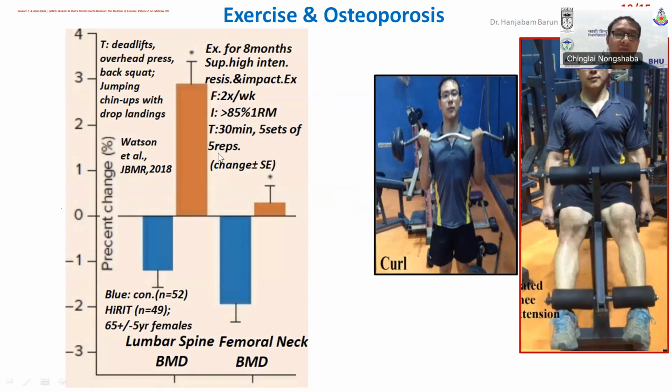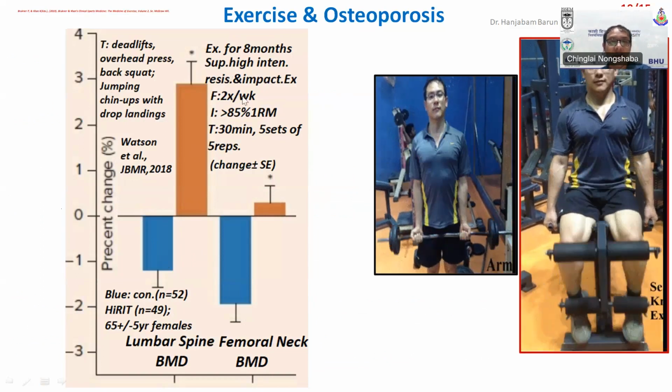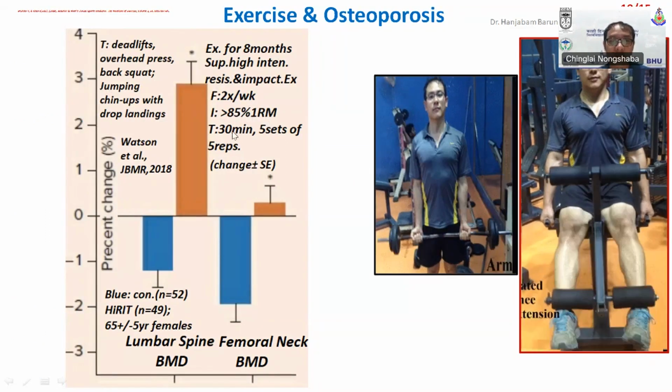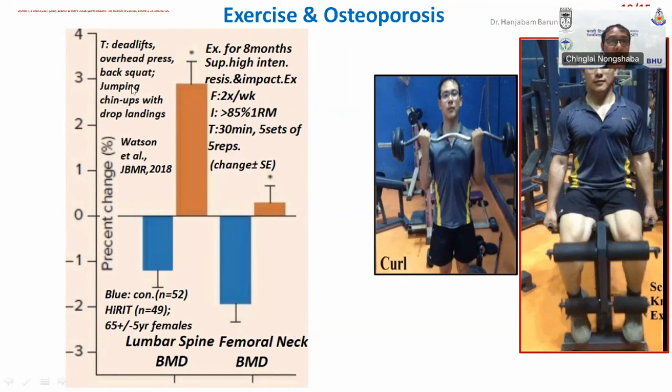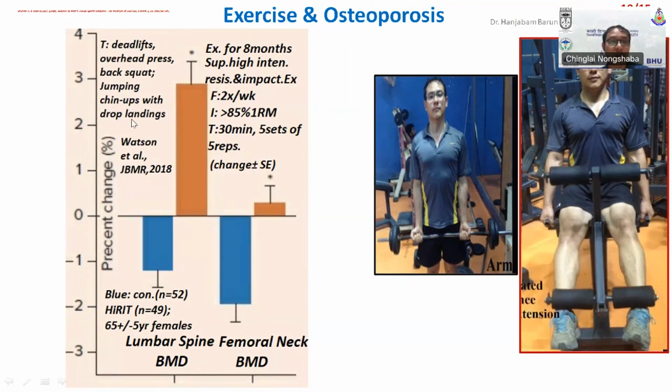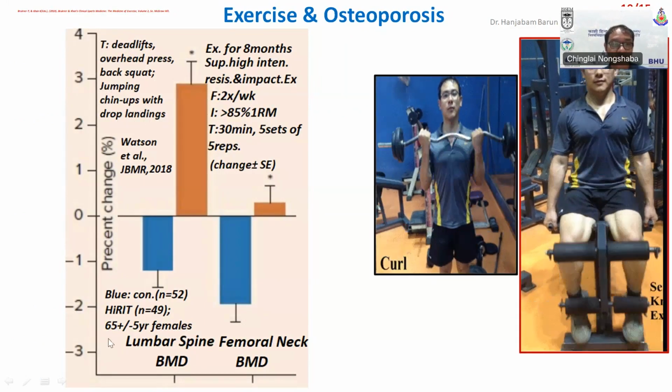This is the case where exercise intervention was given for 18 months, twice a week, at more than 85% of 1 RM for 30 minutes, 5 sets of 5 repetitions. These are different exercises like deadlift, overhead press, back squat, jumping, chin up with a drop landing. All these exercises were given to females aged 65 plus or minus 5 years.